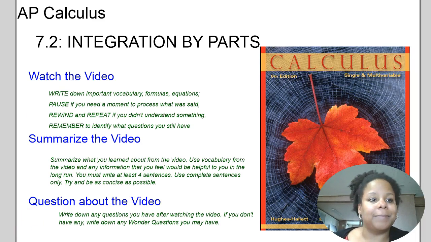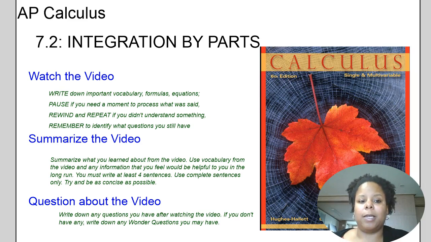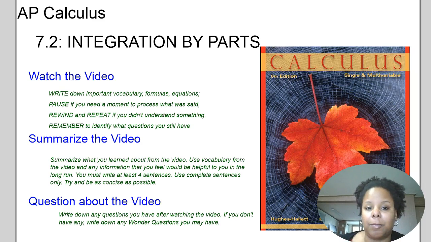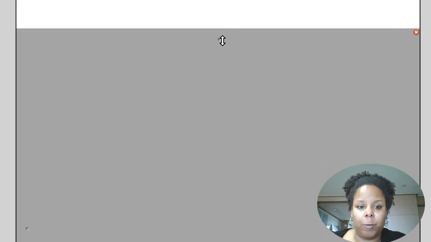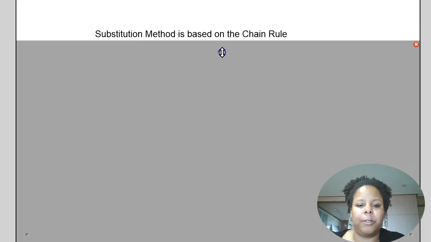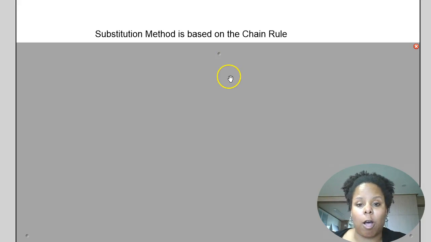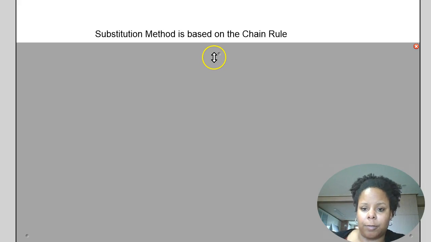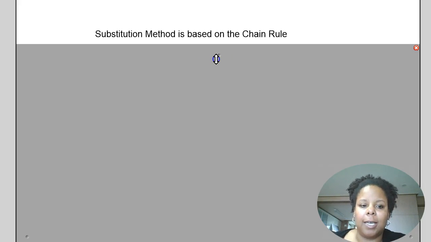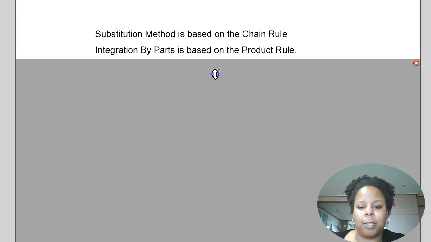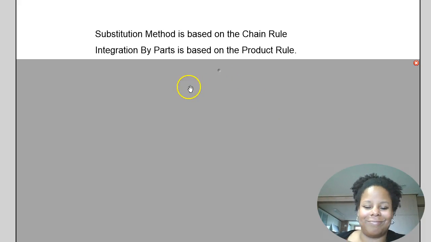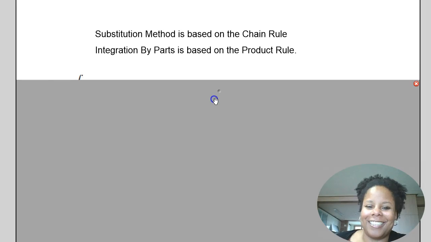All right, let's begin. We're going to learn a very important method, a strategy of integrating functions, called integration by parts. If you recall in the previous video, we were able to integrate something by using the substitution method, which was based off the chain rule for differentiating a composition of functions. Today's strategy is integration by parts, and it's based off the product rule of differentiating functions that are the product of two things.